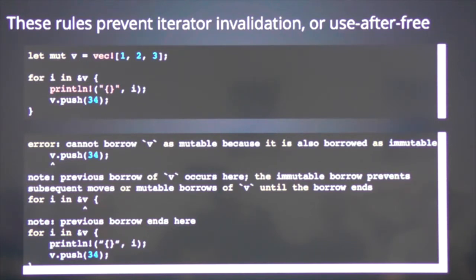So this prevents that kind of problem, which is very easy to do in things like Java, accidentally trying to mutate a collection that you're iterating over, and Rust won't let you do it.